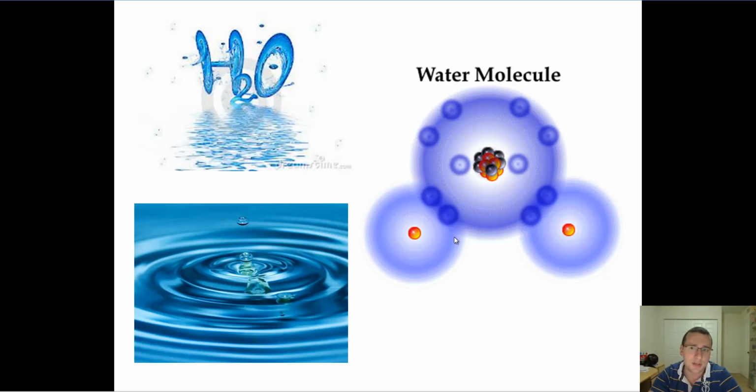Now, because water is polar, because there's a difference in the amount of time that the electrons spend around the oxygen and spend around the hydrogen, remember oxygen is more electronegative. This means it's going to suck up the electrons more, meaning the oxygen side is going to have a partial negative charge and the hydrogen side is going to have a positive charge. This will make water a little mini magnet.